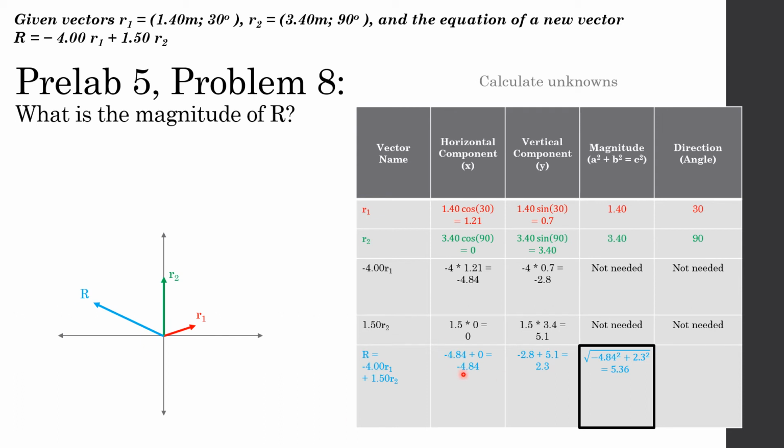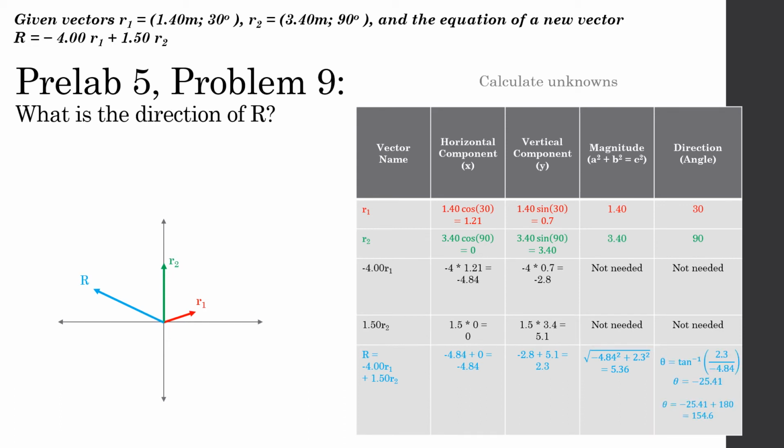So you can see I used my two components, my x and y components. I take the square root of negative 4.84 squared plus 2.3 squared, and I get 5.36. That is my final answer for the magnitude of R.